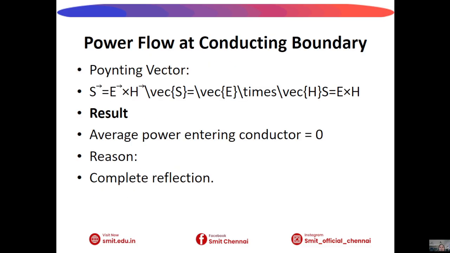Next, we see about the power flow at the conducting boundary. The power carried by an electromagnetic wave is represented by the Poynting vector. Since the incident power is completely reflected, the average power entering the conductor is zero. Although energy exists near the boundary, no power is transferred into the perfect conductor. This confirms that a perfect conductor does not absorb electromagnetic energy.